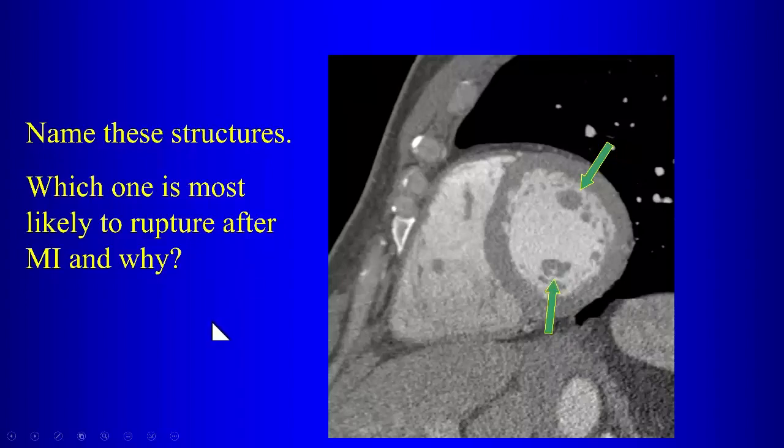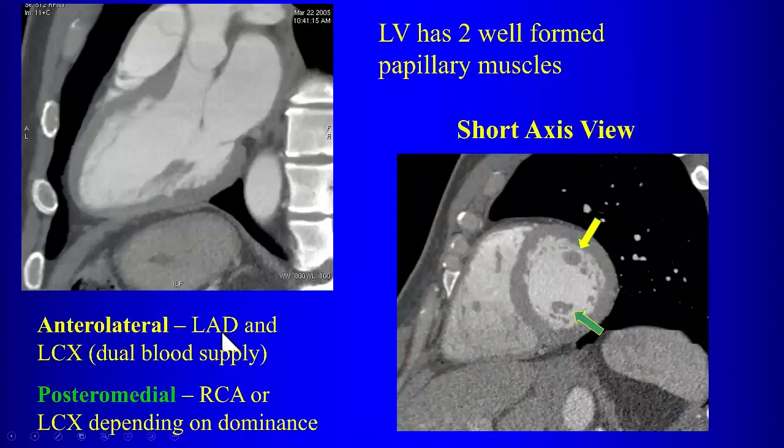Now, which one is most likely to rupture after myocardial infarction and why? Which one is more likely to rupture? Because? Yeah, so the anterolateral can have a dual blood supply from the LAD and the circumflex. So it's the posterior medial one that's usually supplied by the distal right coronary artery. Okay, so that is the one that is more likely to rupture as a complication of myocardial infarction.